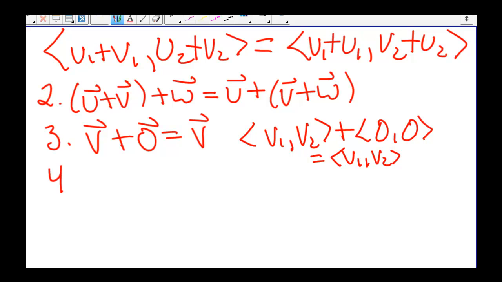Our next property is the additive inverse. This says if we have a vector and we add the vector going in the opposite direction, so it has the same magnitude but it's going in the opposite direction, that this equals the 0 vector.